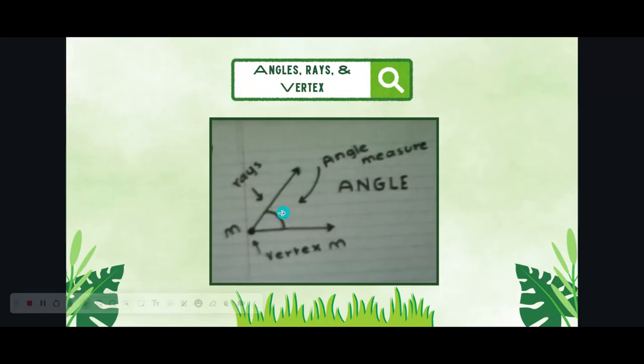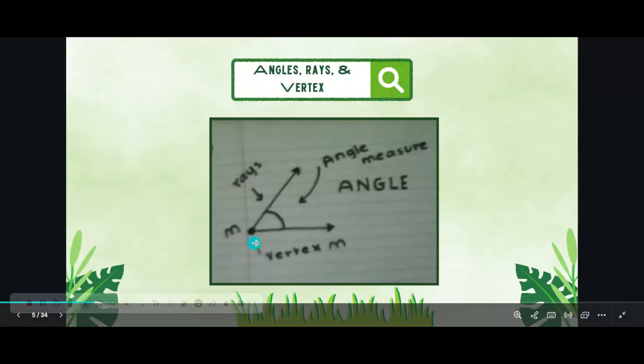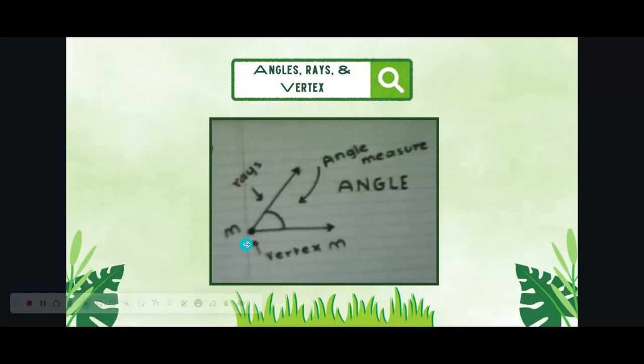Now when you have two rays, one ray over here and one ray over here, and they start from the same point right here, this is called the vertex. You can think of the vertex like the corner where two streets meet, or the tip of an open book where the pages come together. The angle right here is the space or opening between these two rays. It shows how much the rays are spread apart from each other.